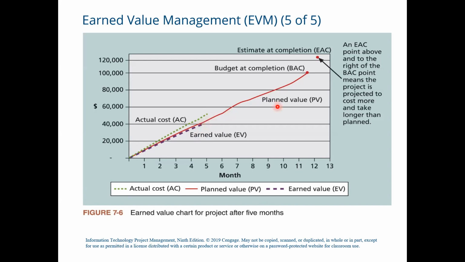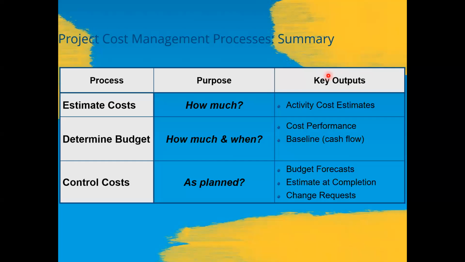Here you can see the estimate at completion, EAC, is a point above and to the right of the BAC point, which means that the project is projected to cost more and take longer than the planned time period, right? So this is the graphical representation.